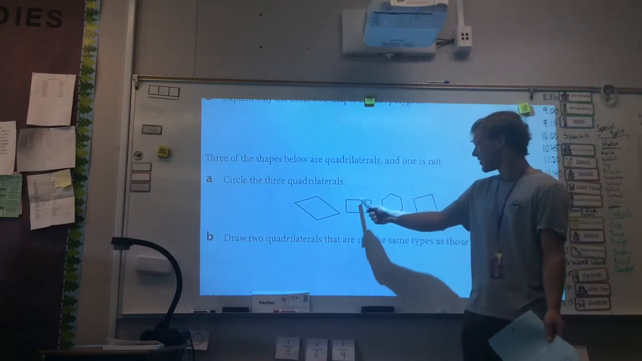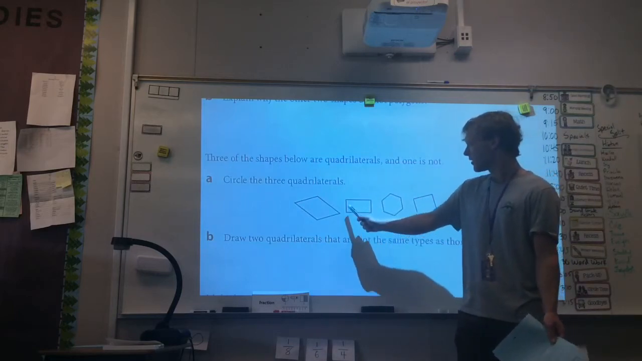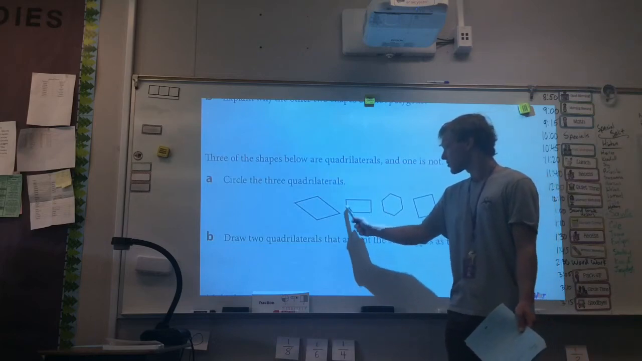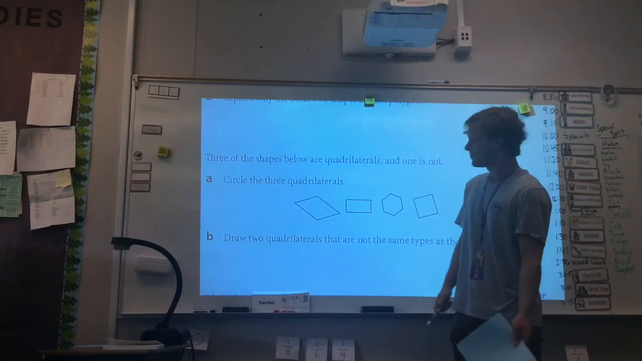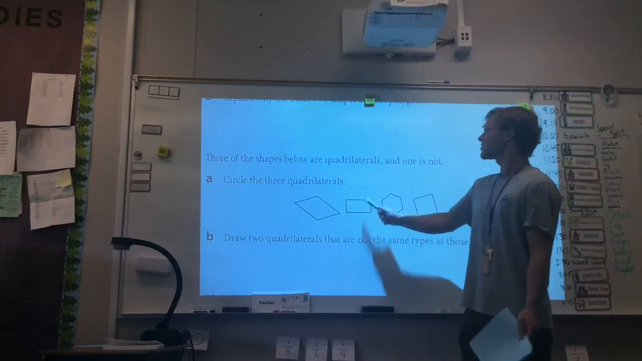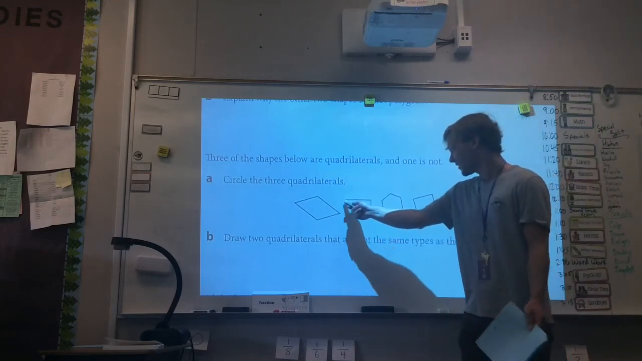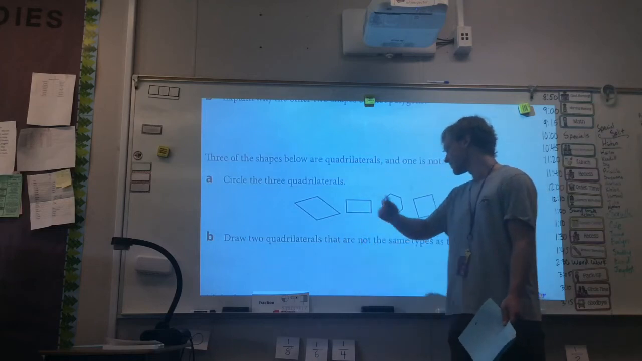Let's count this one. 1, 2, 3, 4. It has 4 sides. They're all straight, which means it's a quadrilateral. Este es un cuadrilátero porque tiene 4 lados.